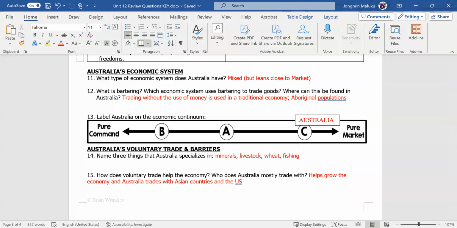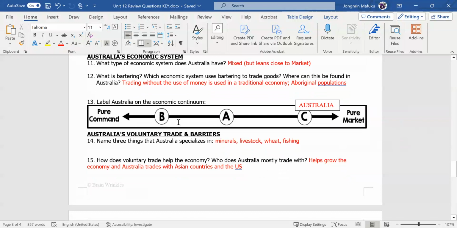And Aboriginals use this. Don't get this twisted. Aboriginal is different from Australia as a country. Only 3% of the Australian population is Aboriginal, meaning Australia as a whole is still a mixed economy leaning toward pure market. But Aboriginals, yes, they use more of a bartering. They use a traditional economy.